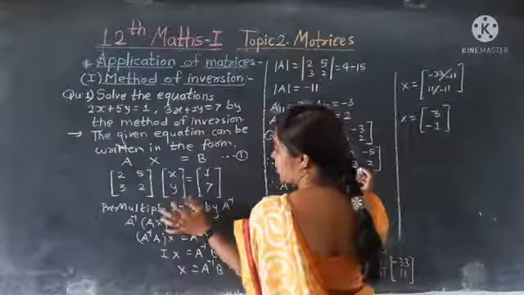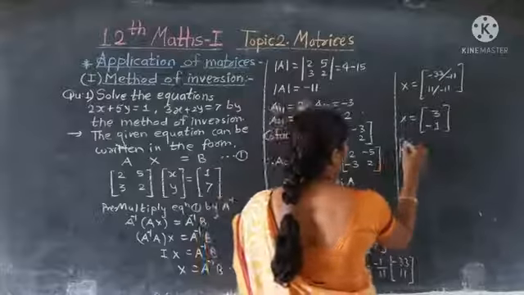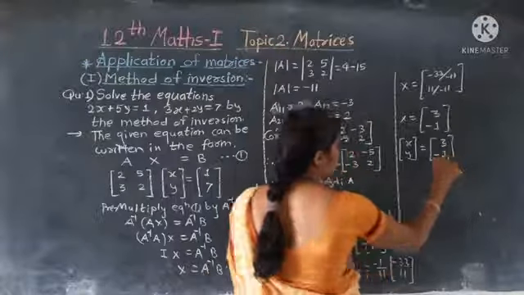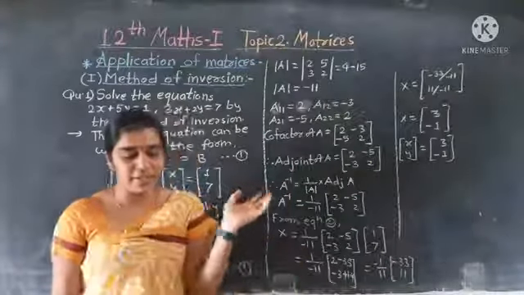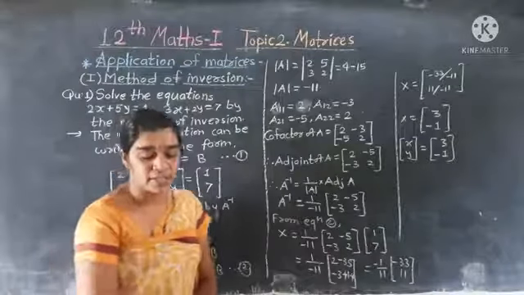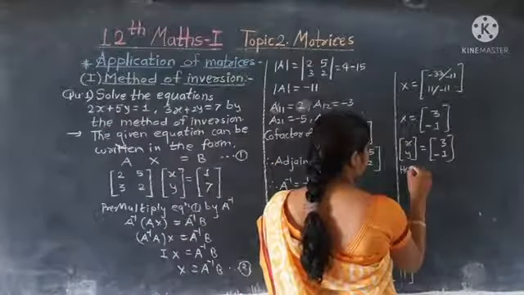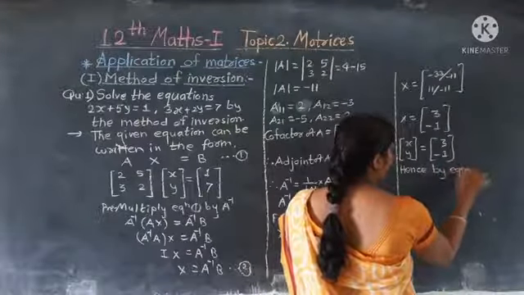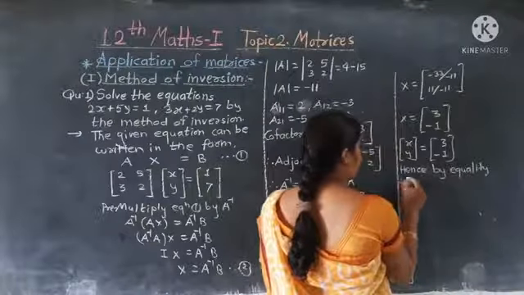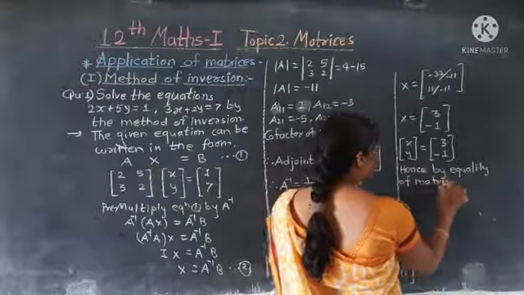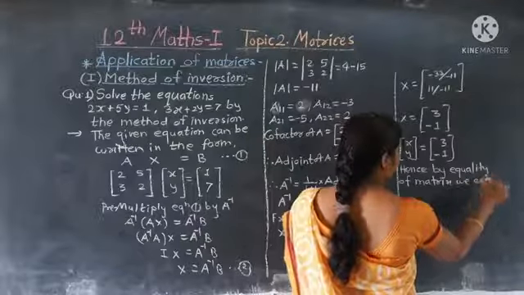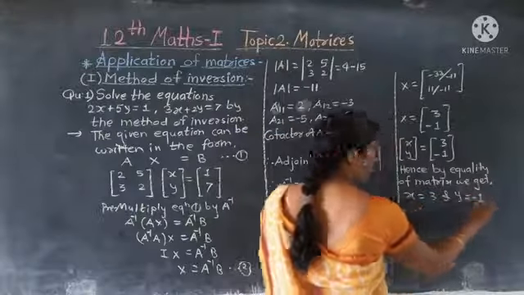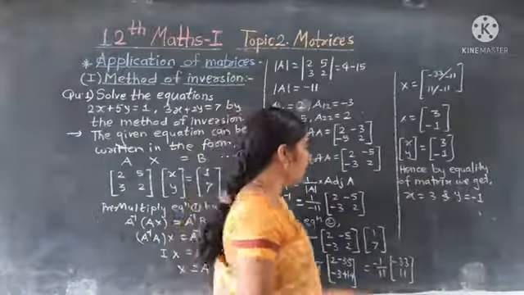And x means, what is the x? X means xy. We get xy as 3 and minus 1. So you find here the matrix. Hence by equality of matrix, these two matrices are same, therefore we write: by equality of matrix we get x is equal to 3 and y is equal to -1. This is the final answer we get.